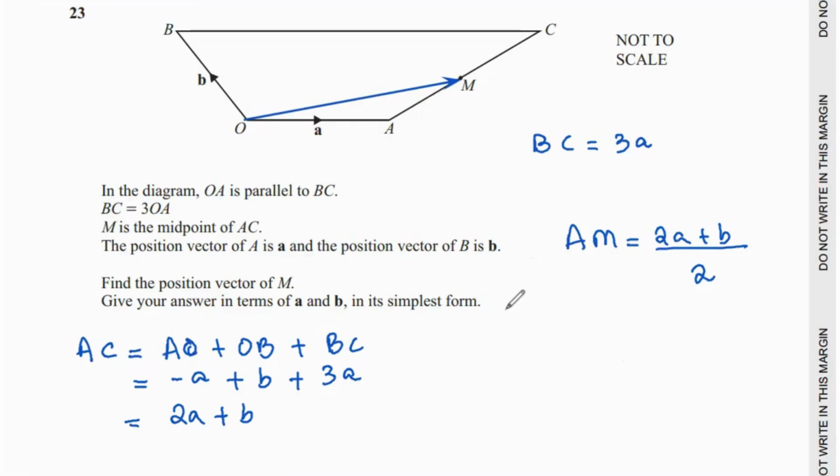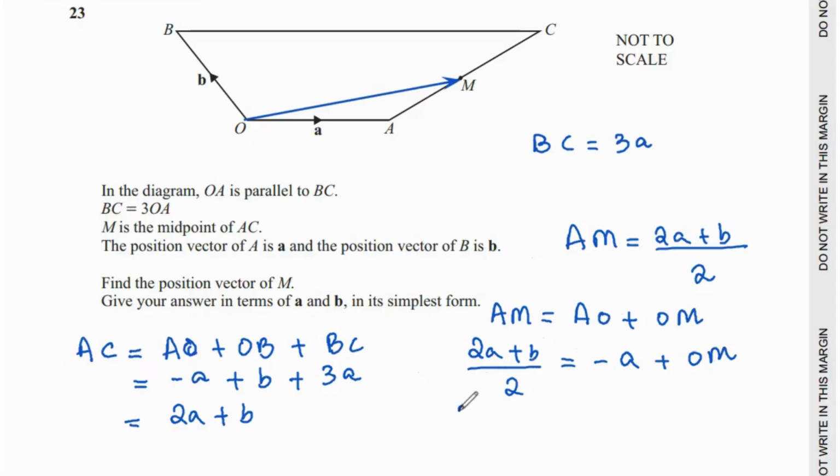To find OM, we can use AM, because AM is going to be AO plus OM. So 2A plus B over 2 equals negative A plus OM. Take that to the other side: 2A plus B over 2 plus A. And that's going to give us 4A plus B over 2. That's the position vector of M.